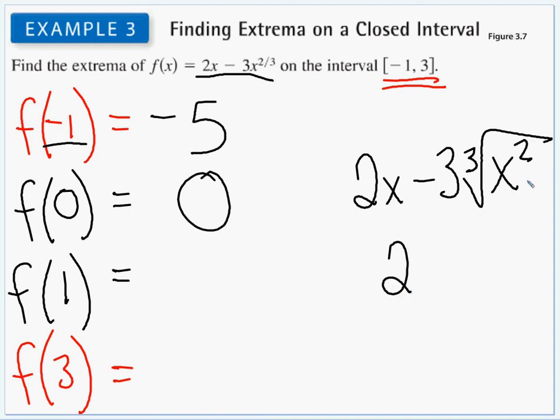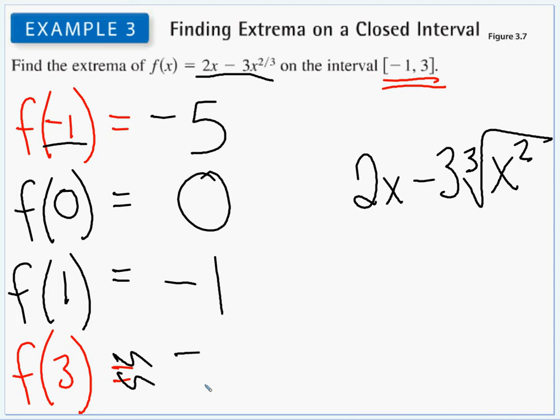And finally, 3 goes in there. It's not going to come out nice. It's going to be a decimal because we're going to have a root in it. But if you type that in a calculator, you're going to get approximately -0.24. So we have evaluated our crit numbers and our endpoints. Let's find the min and the max.